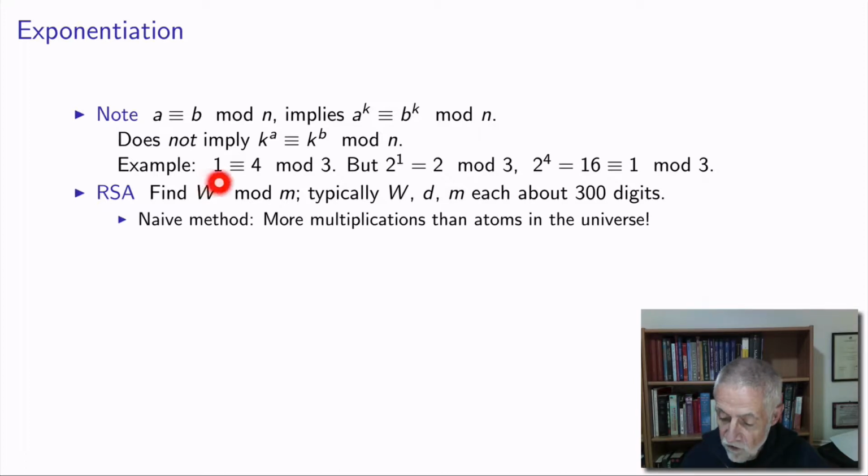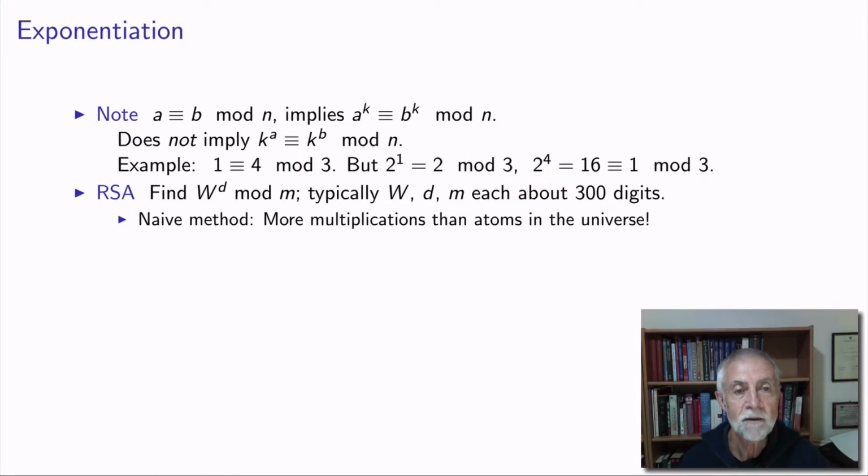1 is congruent to 4 mod 3. But on the other hand, if I take 2 to the 1 and 2 to the 4, then 2 to the 1, of course, is just 2 and congruent to itself mod 3, whereas 2 to the 4 is 16. 16 is 15, which is a multiple of 3, plus 1. So 2 to the 4 is congruent to 1 mod 3. So it's not the case that because 1 is congruent to 4, 2 to the 1 is congruent to 2 to the 4. That's not correct. So that's the first thing of which we need to be aware.